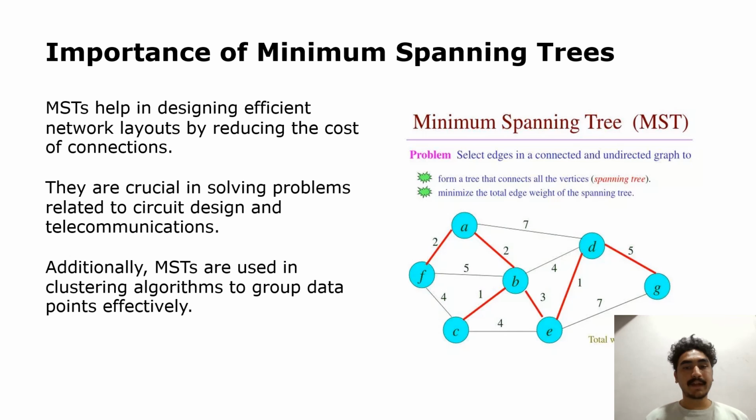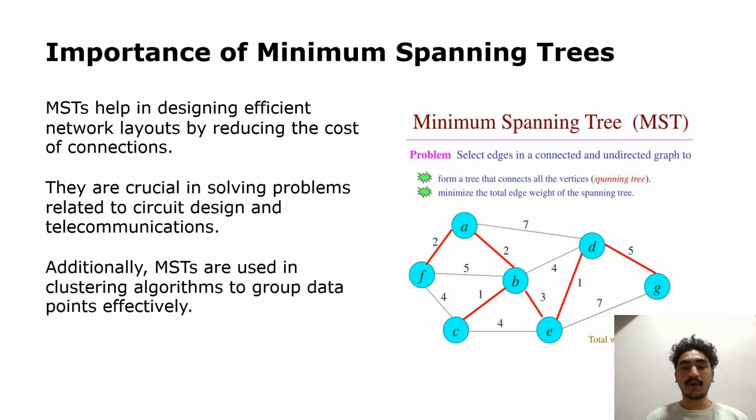Importance of minimum spanning trees. Minimum spanning trees help in designing efficient network layouts by reducing the cost of connections. They are crucial in solving problems related to circuit design and telecom communications. Additionally, minimum spanning trees are used in clustering algorithms to group data points effectively.